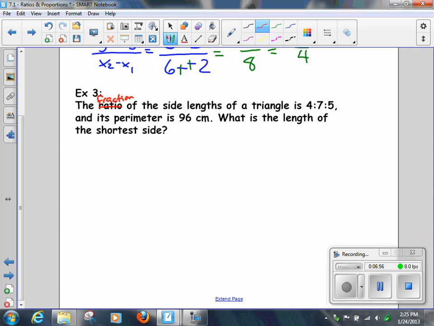Well, we should leave this as ratio. Why should I leave this one as ratio? Now keep reading. Because it's 3 numbers, all right? And so let's think about this. It says the ratio of the side lengths of a triangle, 3 sides, is 4 to 7 to 5. And its perimeter is 96 centimeters. What's the length of the shortest side?